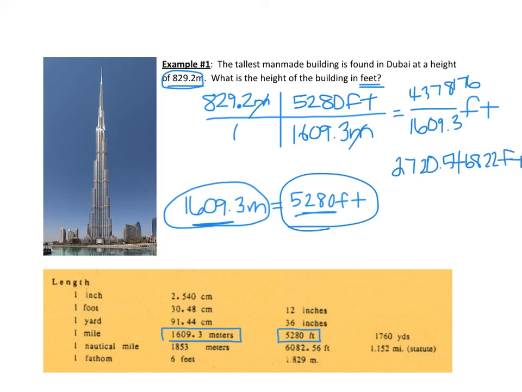But we're going to report this to the correct number of significant figures. So remember, significant figures come from measurements. So our significant figures are going to come from the height of our building of 829.2 meters. How many sig figs is that? Hopefully you're thinking 4 significant figures. So I am limited to 4 significant figures. This is going to tell me to round up. So I'm going to report 2,721 feet.